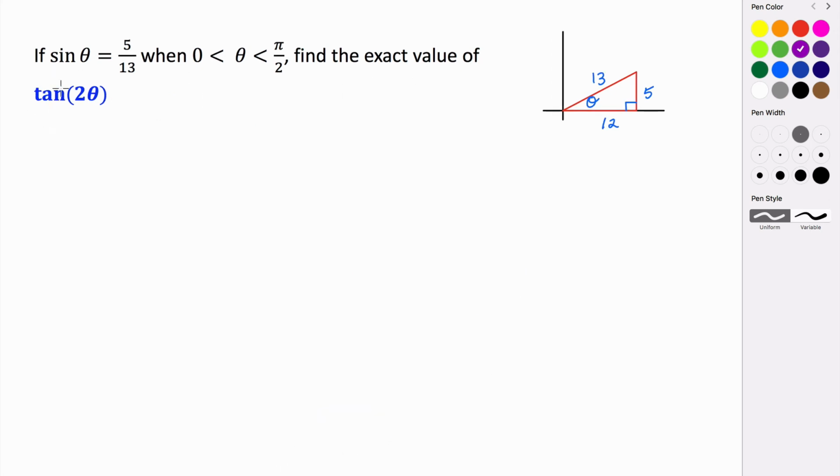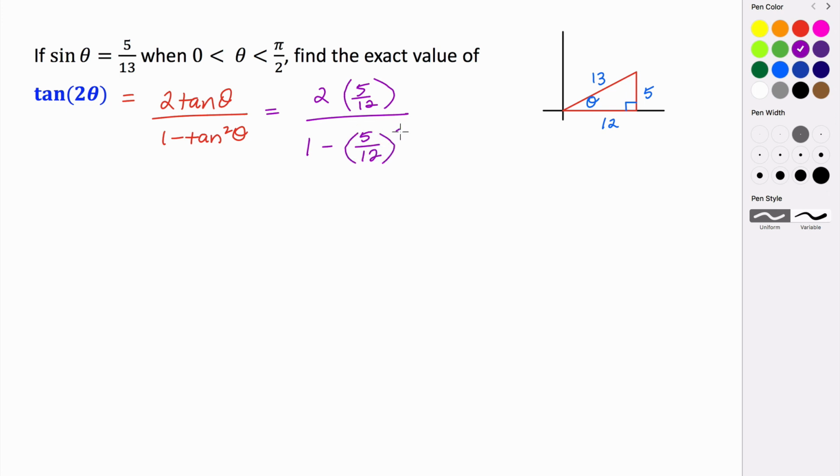For this last part, we want to find the tangent of 2 theta. So the tangent has only one formula. It's 2 times the tangent of theta, all divided by 1 minus the tangent squared of theta. So the tangent is 5 over 12. So we can just plug in that information here. So it's 2 times 5 over 12, all this divided by 1 minus 5 over 12 squared. So this is going to give us 10 over 12 or 5 over 6 in the numerator. So 5 over 6 divided by 1 minus 25 over 144.